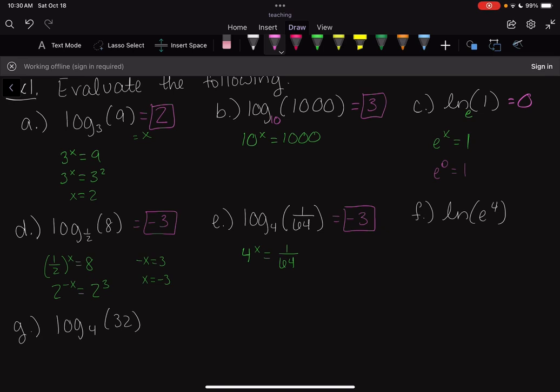For f, my base is not written, but because it's ln, I know that the base is e. So I'm asking, what exponent would you put on e so that it becomes e to the 4th? In this case, see how our bases are the same? Well, it's just x equals 4. So this equals 4.